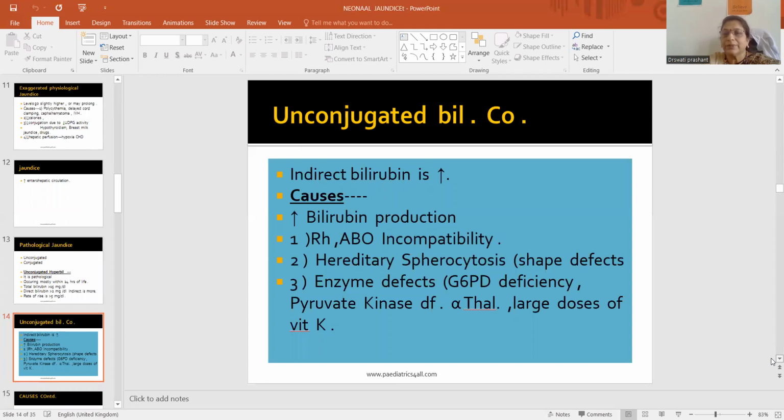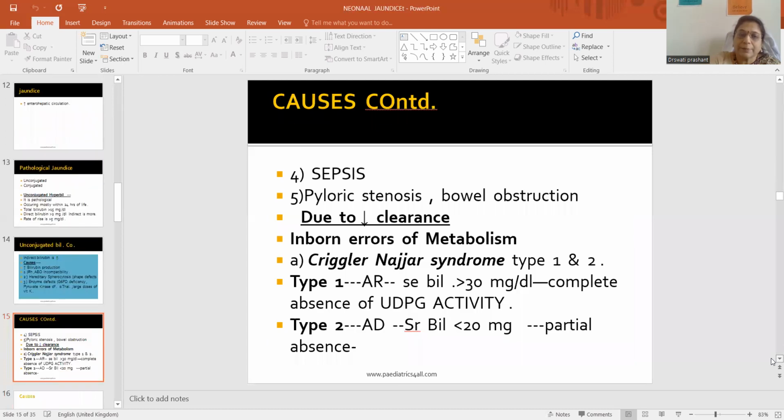Causes of indirect hyperbilirubinemia are increased bilirubin production. Why will it increase? If there is more RBC lysis. So it may be RH incompatibility, ABO incompatibility, hereditary spherocytosis, that is shape defects, enzyme defects, G6PD deficiency, pyruvate kinase, alpha thalassemia, or large doses of vitamin K itself can also cause increased lysis of the RBC, leading to increased bilirubin production.